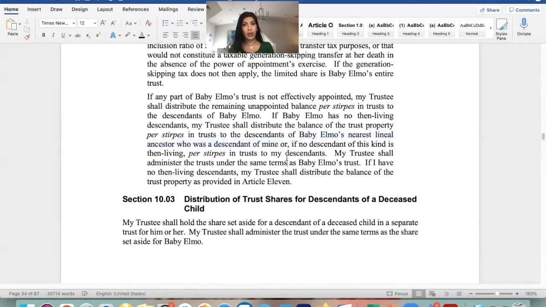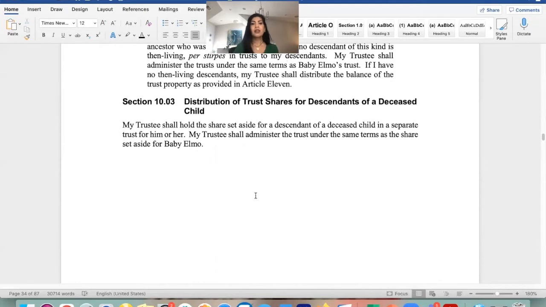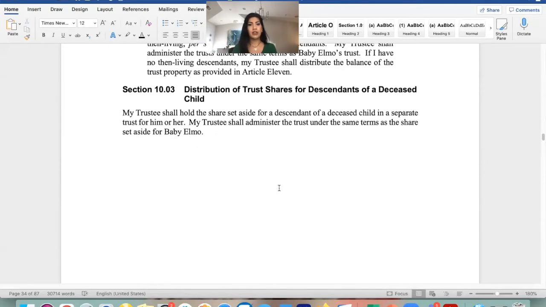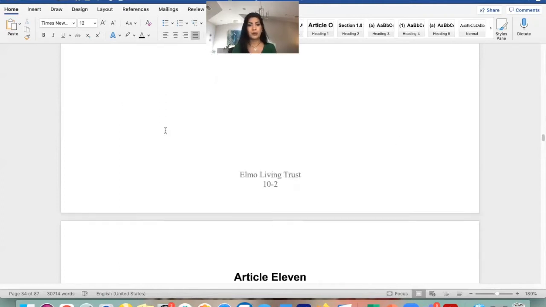So that means if baby Elmo has siblings, then it's supposed to go to siblings. All right. So if she doesn't have children, then her share is to equally go to her siblings. It also makes it clear that if there are any descendants of a child that has passed away, of course, they are to be treated the same, and they can be administered in the same kind of terms that were set aside for baby Elmo.